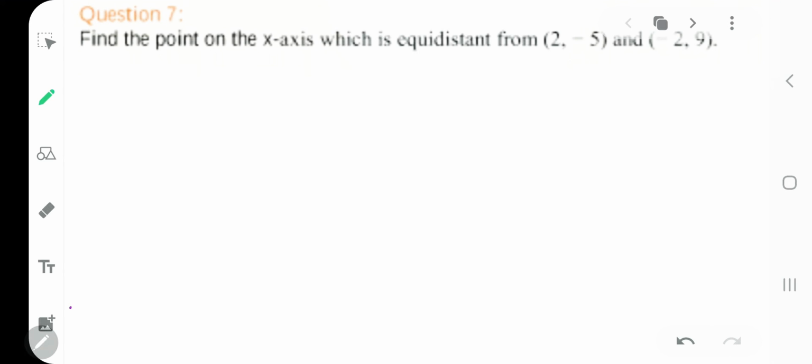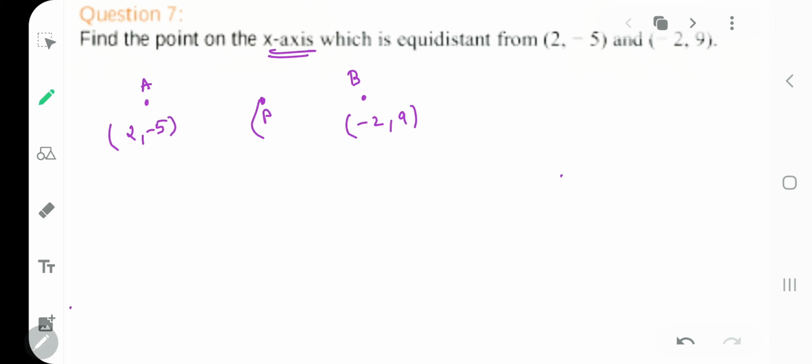Good morning, dear kids. We are continuing with the same chapter, chapter number 7, exercise 7.1, question number 7, which says: find the point on the x-axis which is equidistant from (2, -5) and (-2, 9). These are the two points, and in between there is a point. Can we name this A and this B, and this point P.